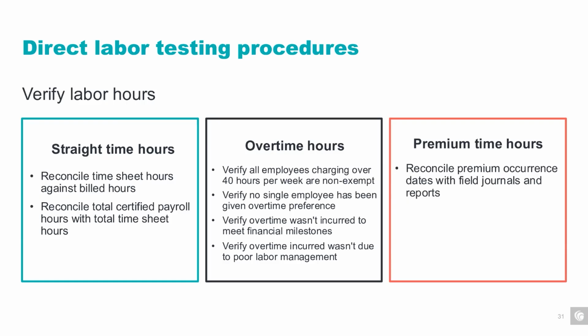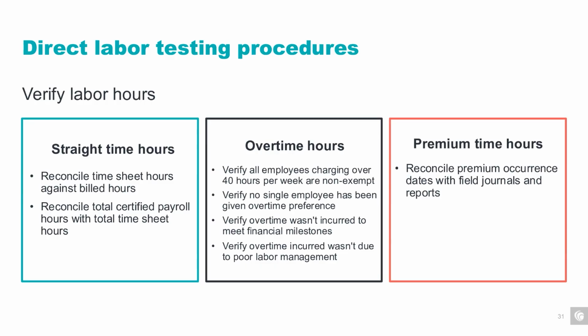So after verifying the employees, the next step is to make sure the hours they billed are accurate and compliant with the contract requirements. So now we're going to be moving on to verifying the labor hours. You'll begin by reconciling the hours recorded on the timesheets against both the hours billed and the certified payroll hours. This ensures overall consistency across all records.